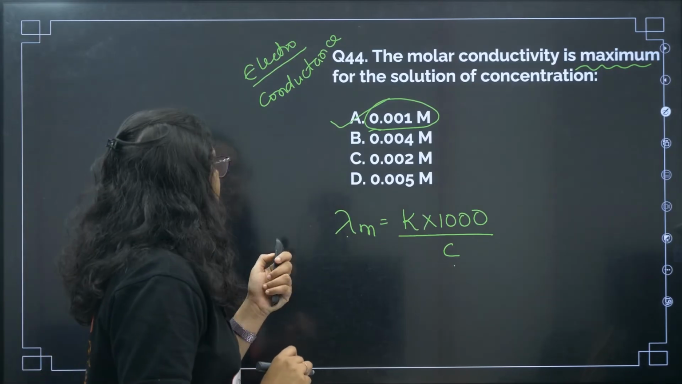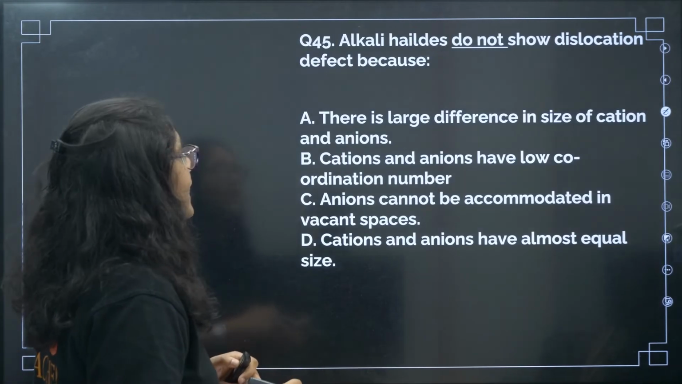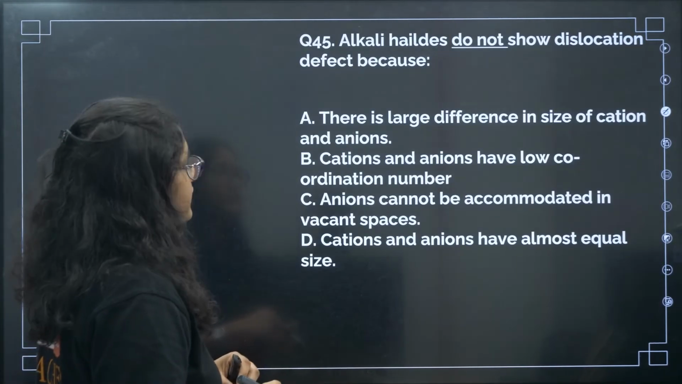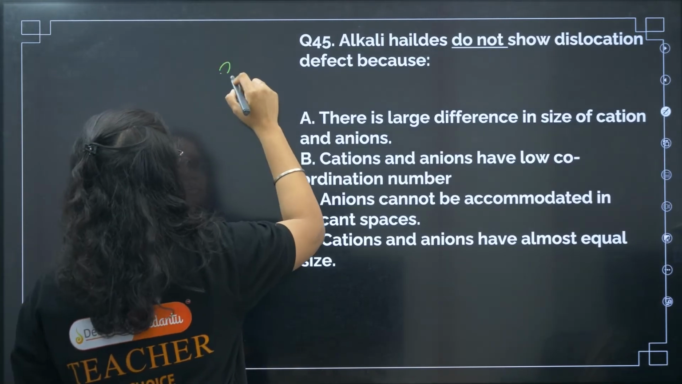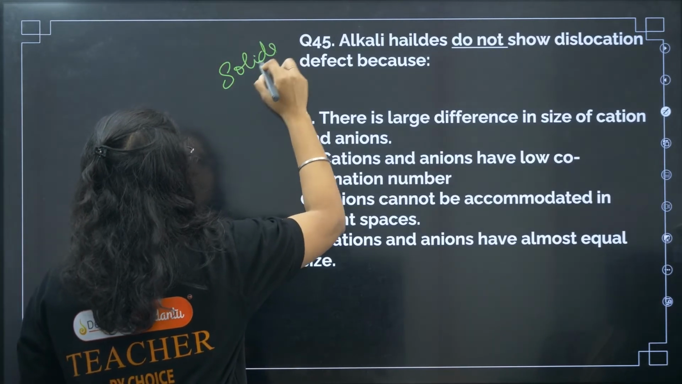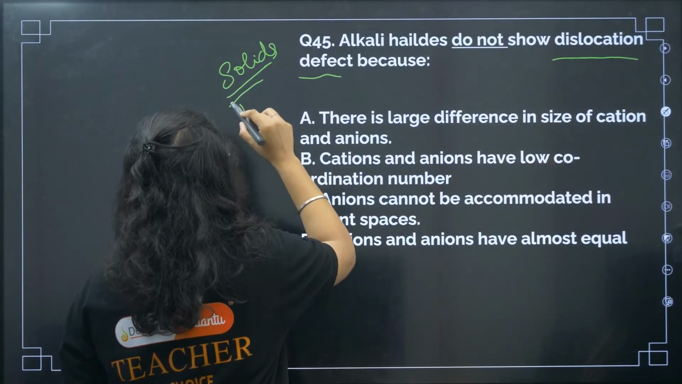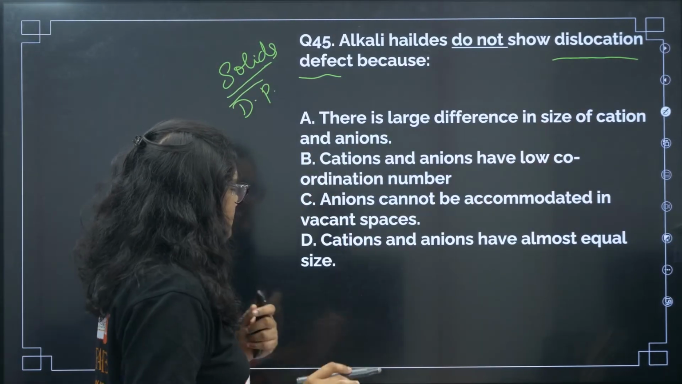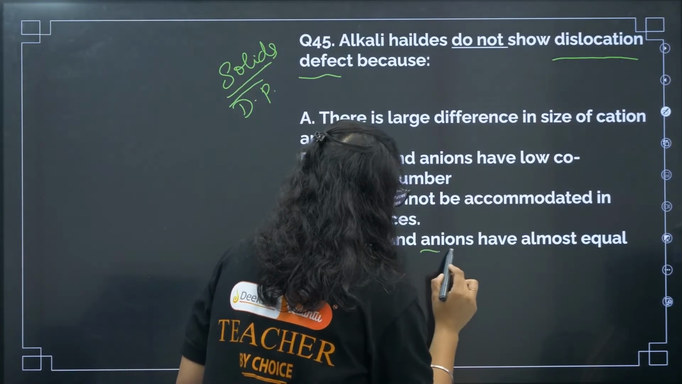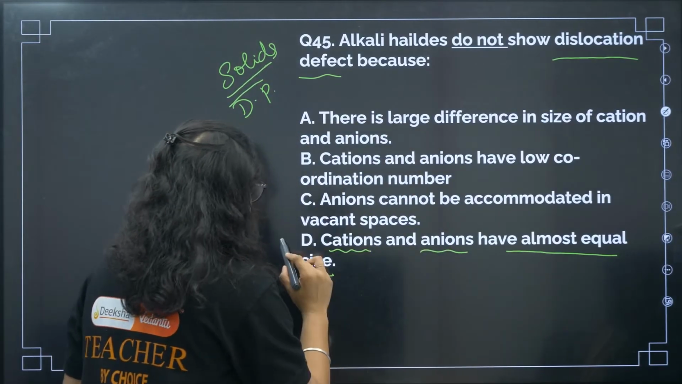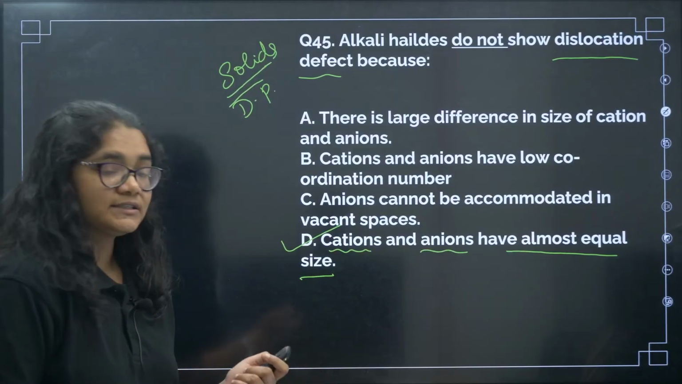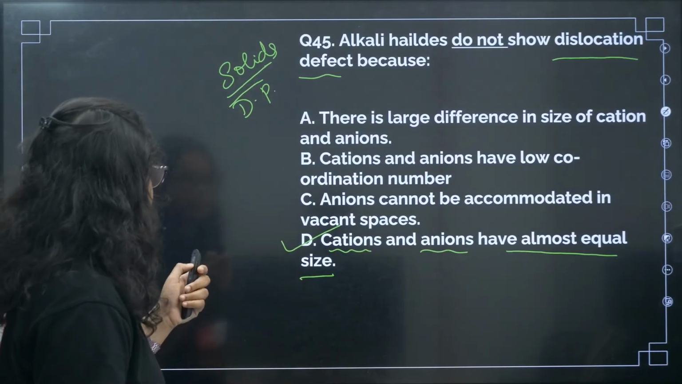Now coming to question number 45. Alkyl halides do not show dislocation defect because, again this question has come from your solids chapter. There is something called dislocation defect. This is again a deleted portion, did not study, but I'll tell you the answer. That is because cations and anions have almost equal size. So the correct answer for this question is option number D.